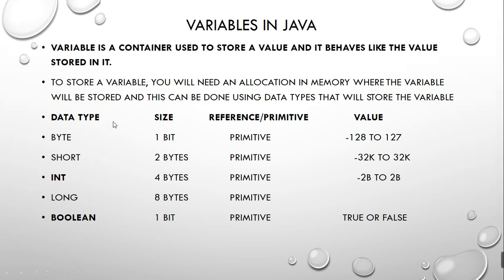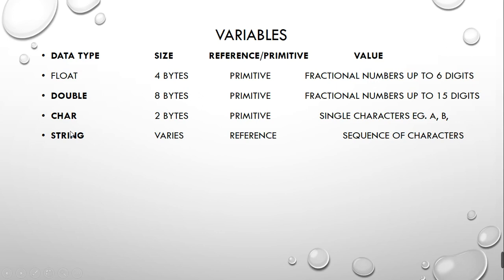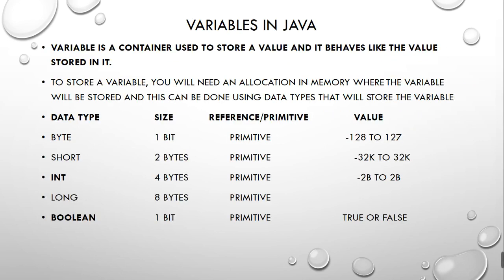Now for the space in memory, we have what you call the data type, and this data type is what holds the value that you are storing. So you have the first one, which is byte, and the size is 1 byte, and it's a primitive data type. We have two types of data types. They are the primitive data types and the reference or abstract data types.